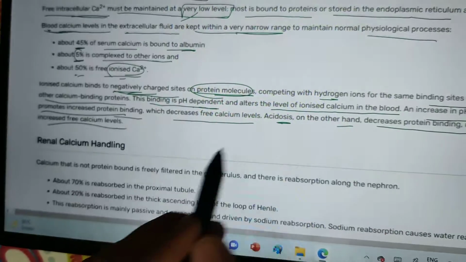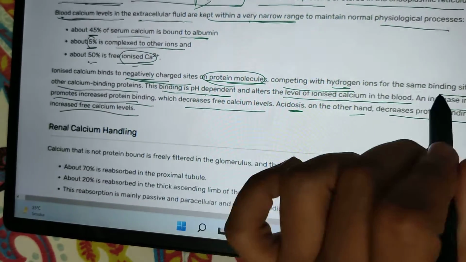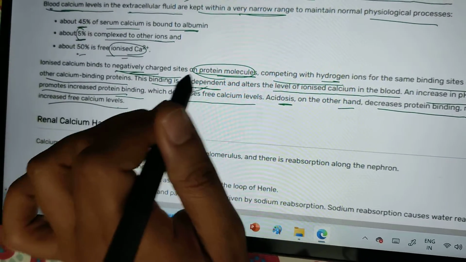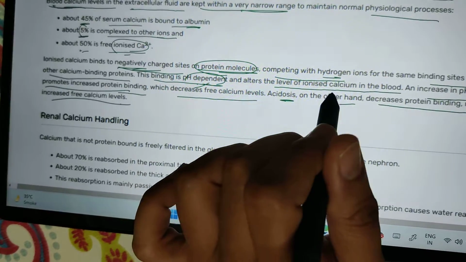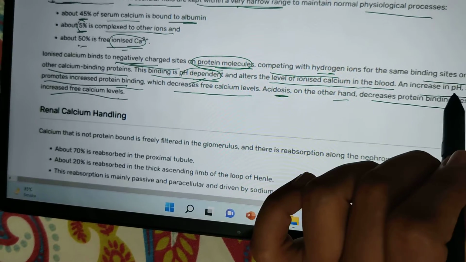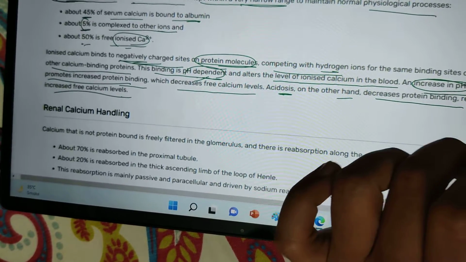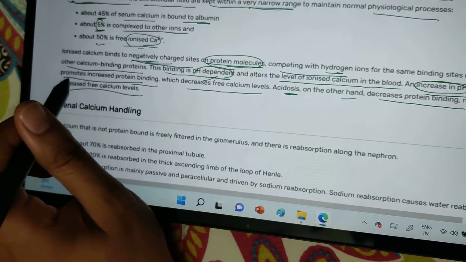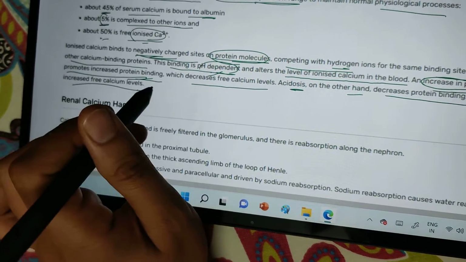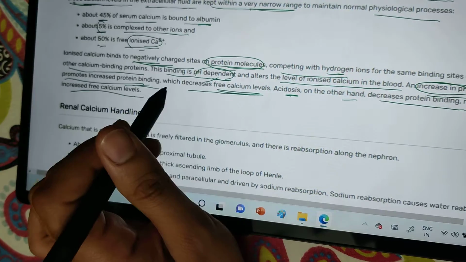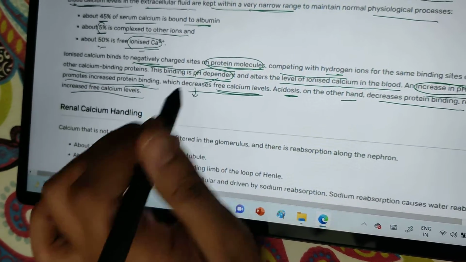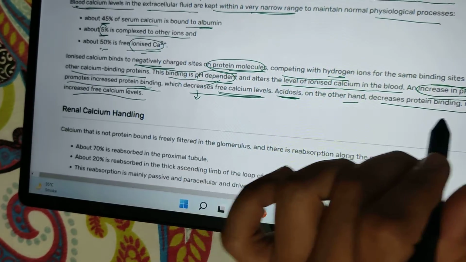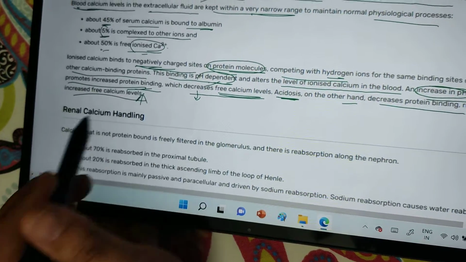It competes with hydrogen to bind on the protein molecules. This binding is pH dependent and alters the level of ionized calcium in the blood. So if pH is increased, or alkalosis develops, it increases the protein binding of calcium, so the free ionized calcium will decrease. If acidosis is there, or the pH decreases, the protein binding will decrease, so free ionized calcium will be on the higher side.